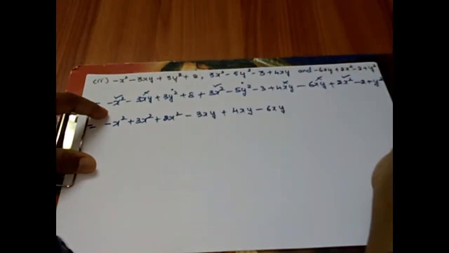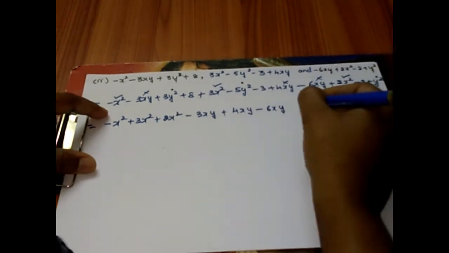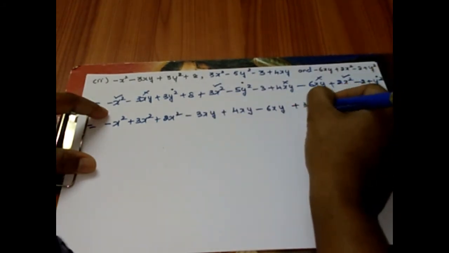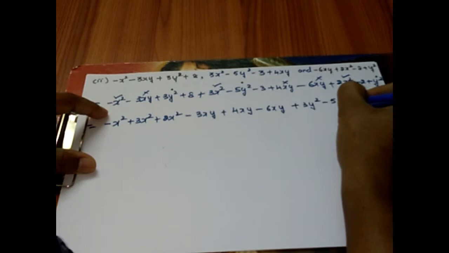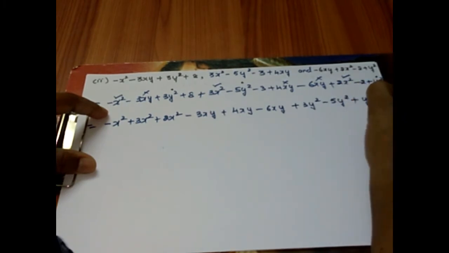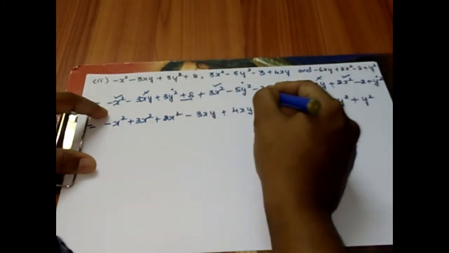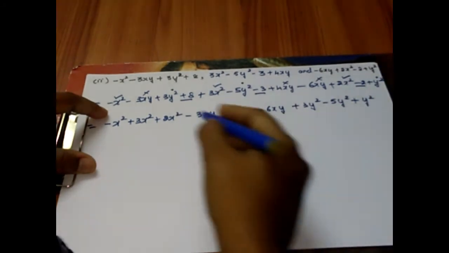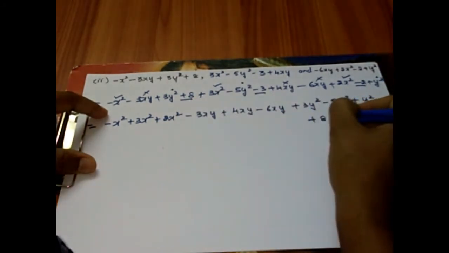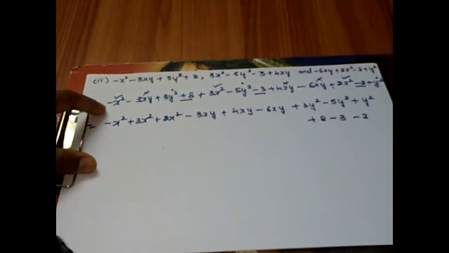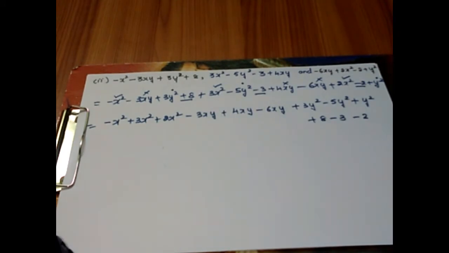3y square minus 5y square plus y square. So plus 3y square minus 5y square plus y square. Now we have the constant terms, that is only the numerical values. Let's carry the same. Plus 8 minus 3 minus 2. So if you are able to group this in a proper order, the next steps seem to be very simple and very easy, so that you can concentrate on the simplification part.